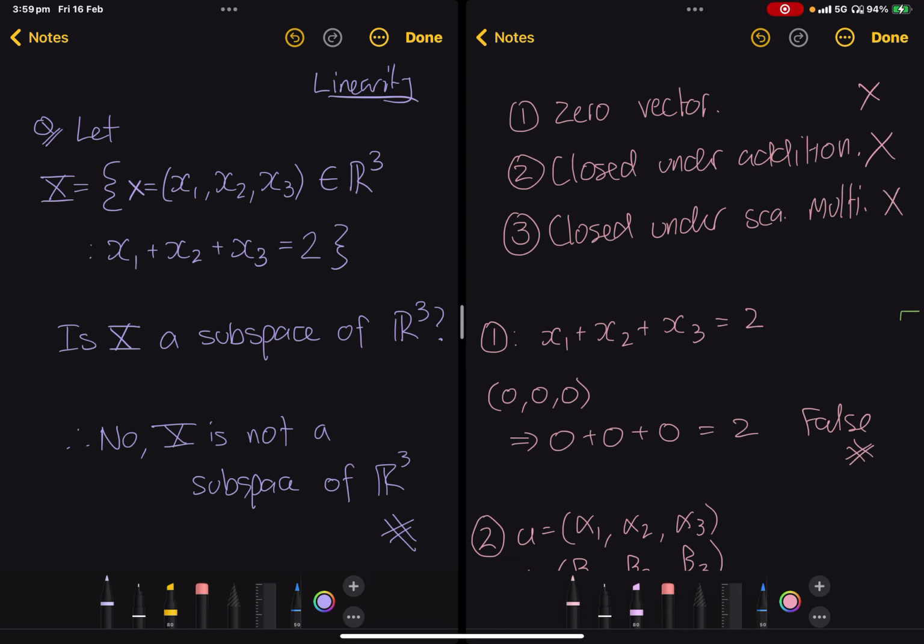It didn't need to fail all three of them. It could have passed two of them and failed only one of them, and it still would not have been a subspace of R3. But you can show this numerous different ways. In this video, we demonstrated all of them. If you're in an exam, you only need to demonstrate one of them. That is sufficient evidence for it to not be a subspace.